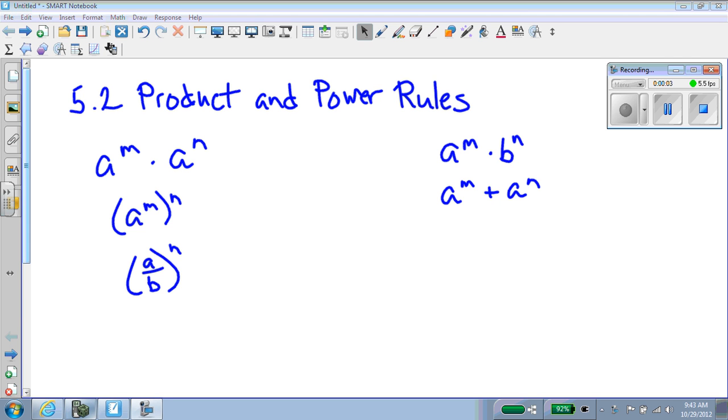Today we're going to talk about section 5.2, which contains rules about exponents, particularly product and power rules. So let's get started.